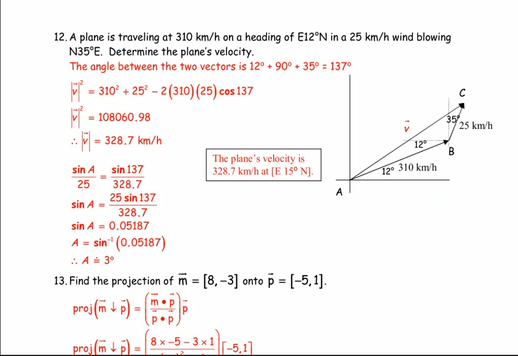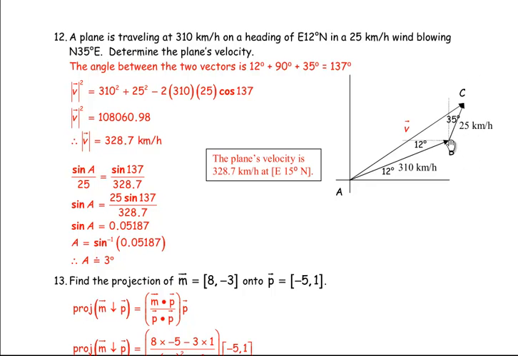Moving over to the last page here. Number 12: a plane is traveling at 310 kilometers per hour on a heading of east 12 degrees north. So this is the 310 kilometers per hour, and it's going not quite east, but 12 degrees towards the north. So that's that vector right there. And there's a 25 kilometer per hour wind blowing at north 35 degrees east, so towards north 35 degrees east.